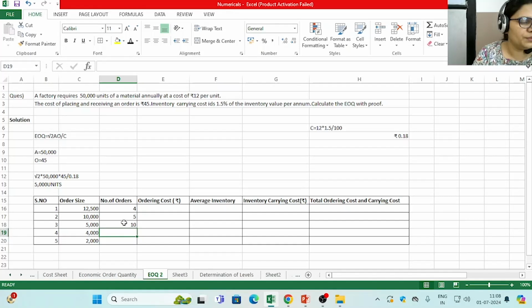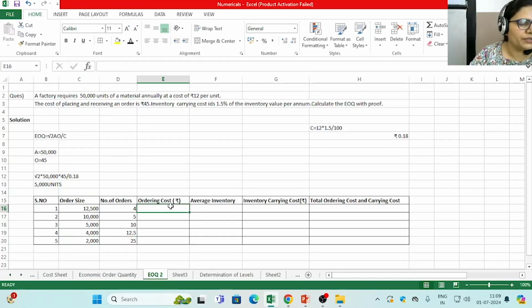Next level we move on to 50,000 divided by 4,000 will give you 12.5 orders in a year, which we can take as an approximate value of 12 orders in a year. Similarly, 50,000 divided by 2,000 will give you a figure of 25 orders in a year.